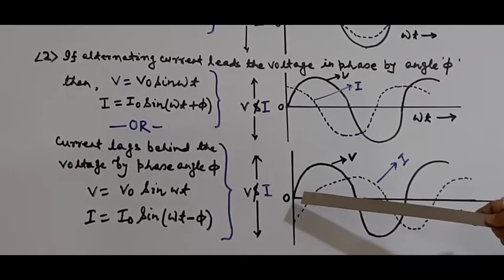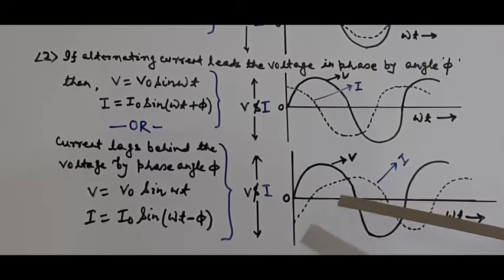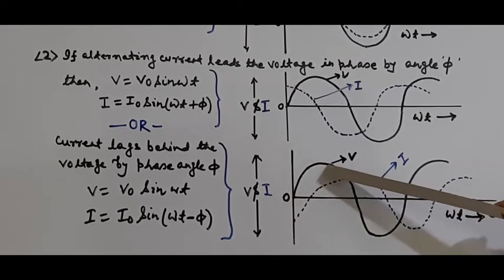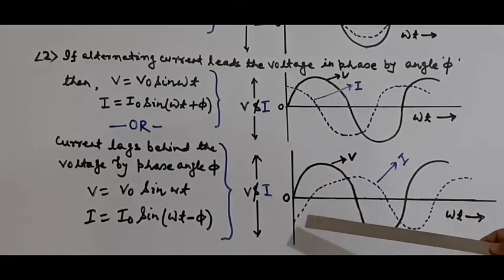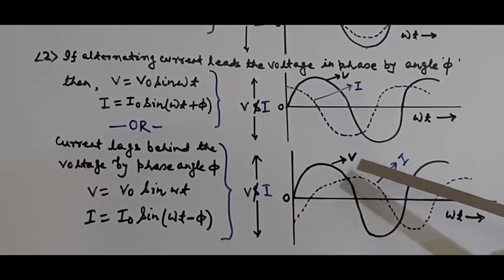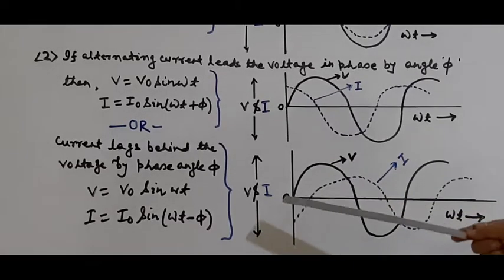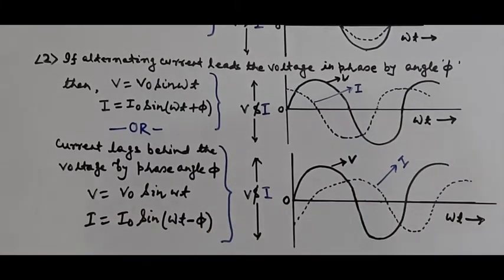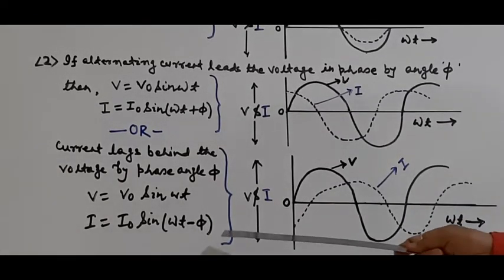Here the peak of the voltage reaches its maxima first and falls on the reference line first, and then the current. Look, from zero to here, voltage reaches maxima first and reaches the reference line first. The current starts from the negative axis, reaches maxima after the voltage, and again falls on the reference line after the voltage, and it continues. So this variation of V and I with omega t shows that current lags behind the voltage in phase, or we can say voltage leads the current in phase by angle phi.